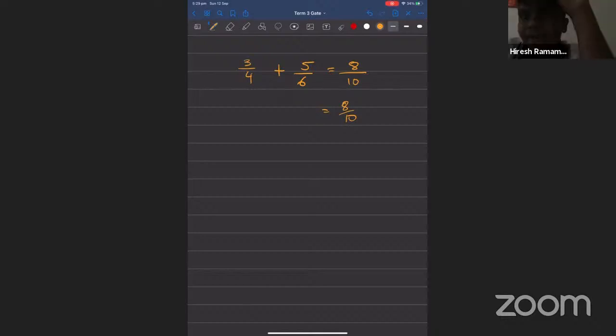Because you should not add the bottom numbers. They're not the same. The denominators are not the same. If they're not the same, you should not add them. If they're the same, you can just put them under the denominator, the same number. Now that they're not the same, what do I do? Do I do 8 over 4 and 8 over 6? Is that my answer? No.